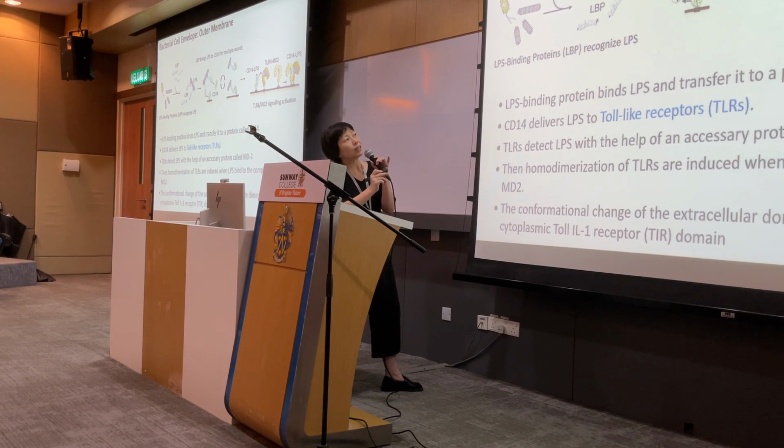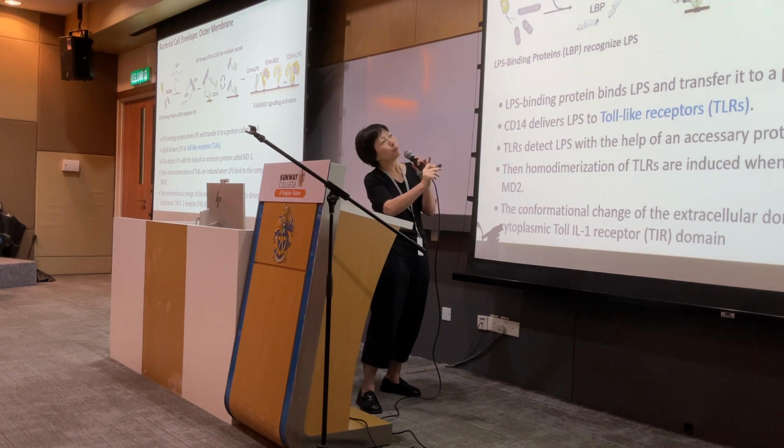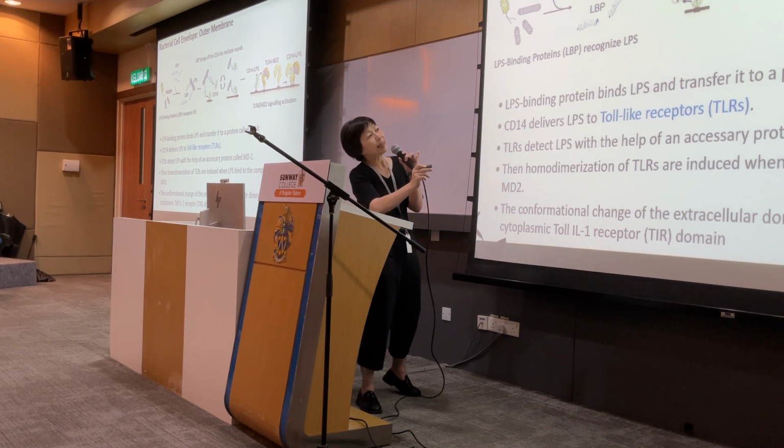So this CD14 recognizes the LBP, which is in white color. It binds on it, and along with that, this CD14 is on the cell surface, right? And it will actually move, right? The binding moving until they hit the toll-like receptor 4. So when they hit the toll-like receptor 4, it will bring the LPS to the toll-like receptor 4.